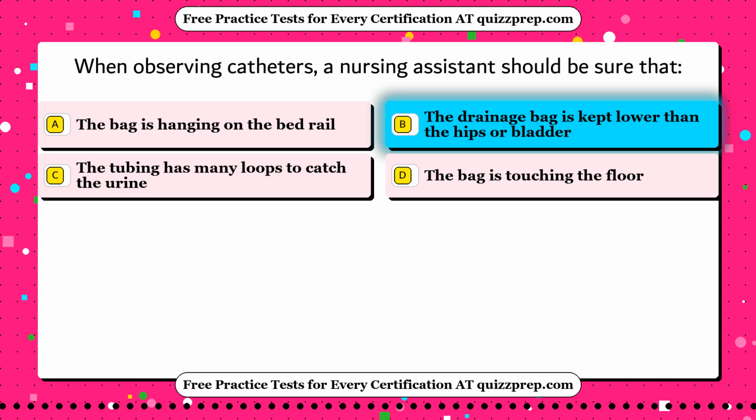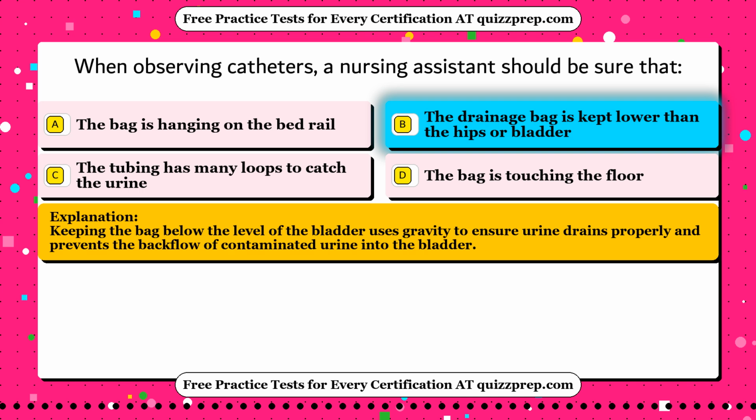The correct answer is Option B, the drainage bag is kept lower than the hips or bladder. Keeping the bag below the level of the bladder uses gravity to ensure urine drains properly and prevents the backflow of contaminated urine into the bladder.